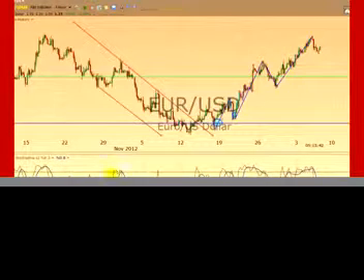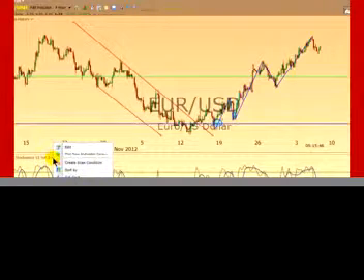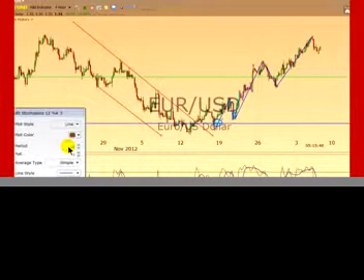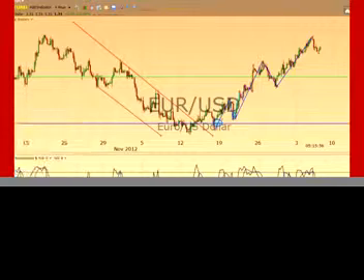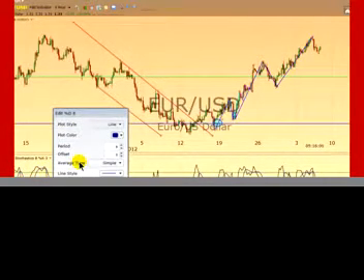Though I put here my lovely stochastic, now in this case, this is not my favorite setting. Let me put it back to my favorite setting, which is 8-3-3. Okay. All right. So, do I put my stochastic, a moment please, correcting my settings.